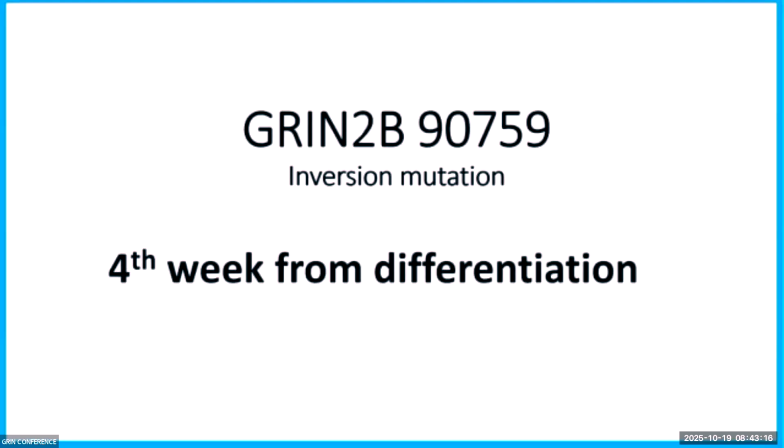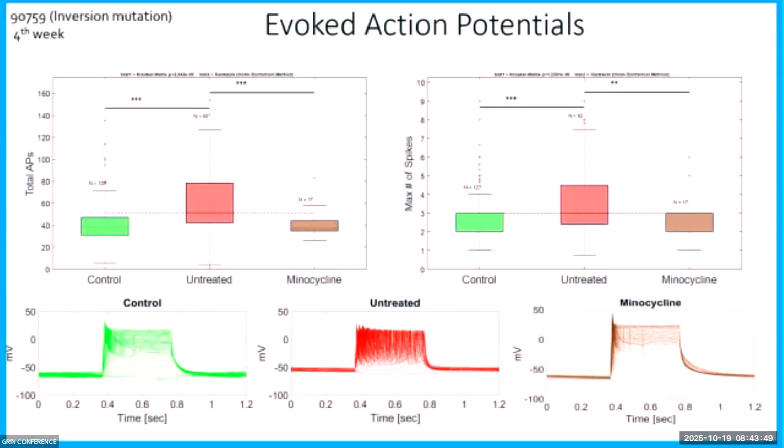So we start when we differentiate the cells. It takes a really long period to get the cells to mature. One of the things that we notice, and this is something that we repeatedly see in autism patient neurons, is that we have an early phenotype and then a later phenotype. The early phenotype is when the neurons are immature, approximately 4 weeks of age, and then we also look at them later when they're more mature, approximately 10 weeks of age.